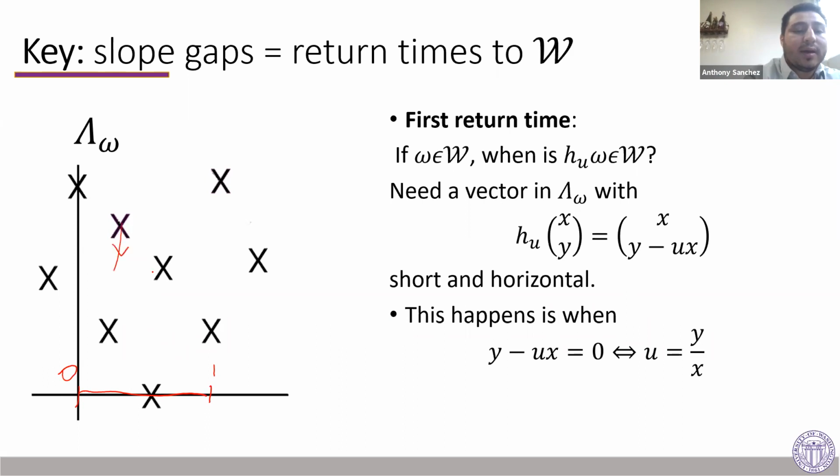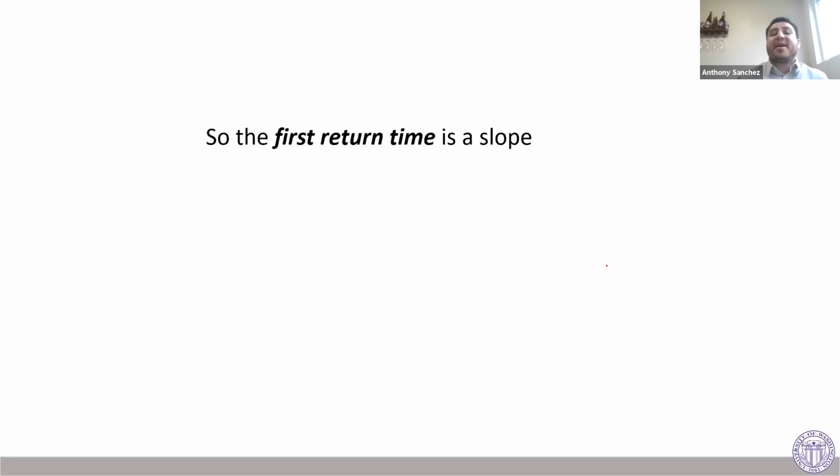So the horocycle flow on this picture kind of shears everything vertically down. And so I can see that the next time that I get a vector inside of here is going to be this vector. And I need to flow by its slope in order to land inside of here. So what is this telling us? This is telling us that the first return time is a slope, right?